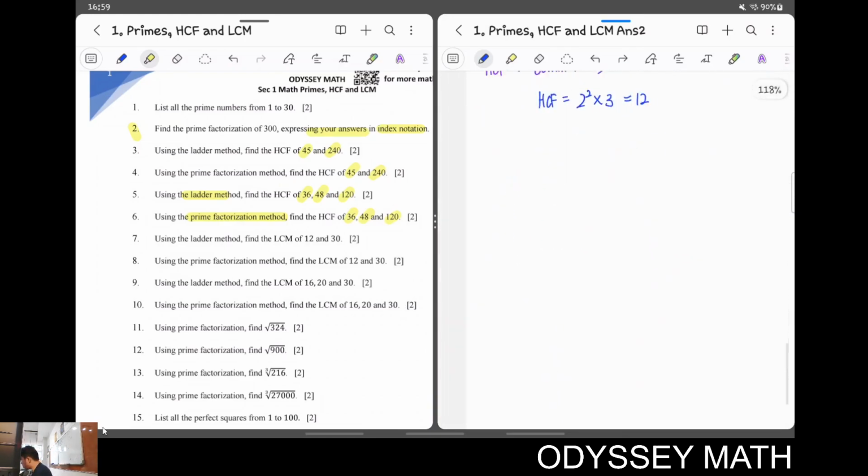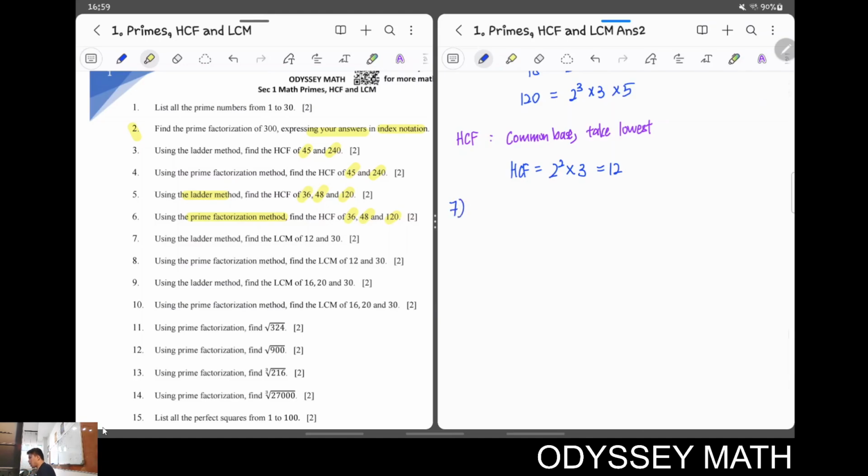Moving on to question number 7. Using the ladder method, find the LCM. LCM stands for lowest common multiple, of 12 and 30. To find the LCM of 12 and 30, we're going to use the ladder method. So we put the 12 and the 30 side by side and do the ladder method. It's the same thing as just now.